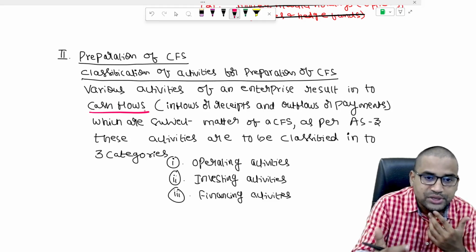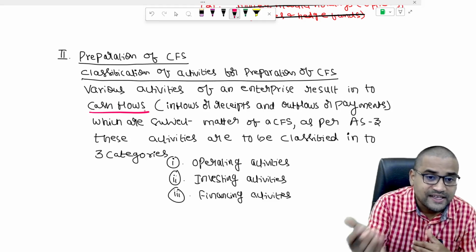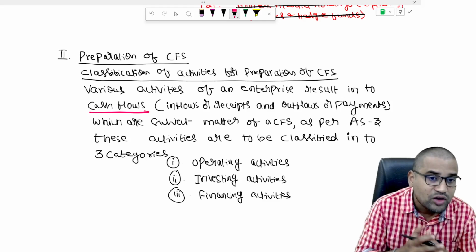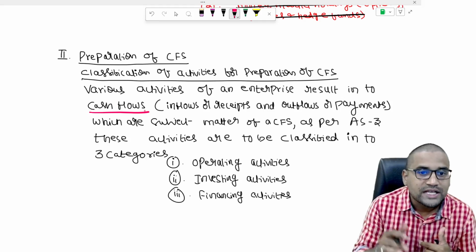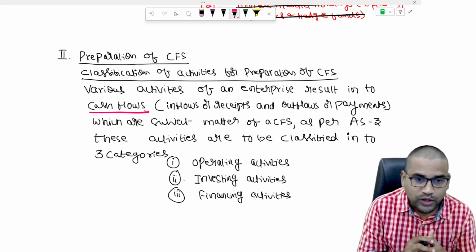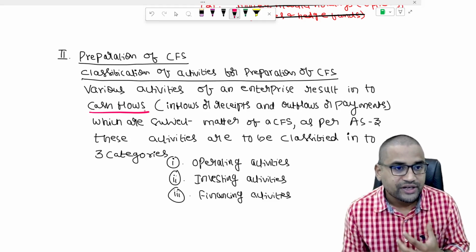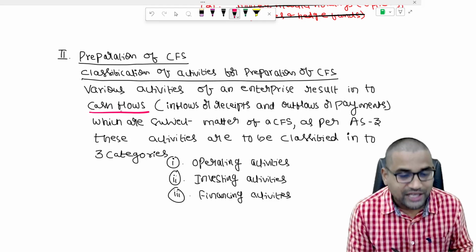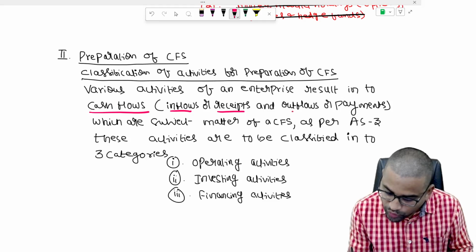For example, depreciation does not involve cash. For example, issue of shares for consideration other than cash does not involve cash. If something does not involve cash, don't consider it in the cash flow statement. So as per Accounting Standard 3, various activities of an enterprise that result into cash flows can be inflow or receipts and outflow or payment.